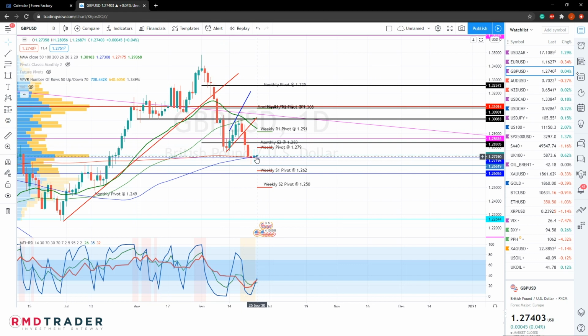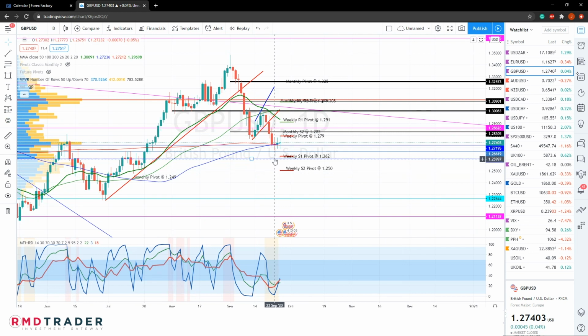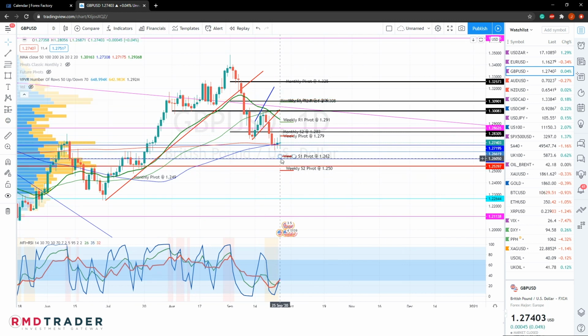where it then found some support. And at this stage, looking from a technical standpoint, there is still a lot of downside with bearish targets, including this weekly S2 pivot at 1.250, and then we also have our weekly S1 pivot at 1.261, and that's also close to some major horizontal support. If we do see price close below the lows from last week, these are the targets to keep an eye out for.